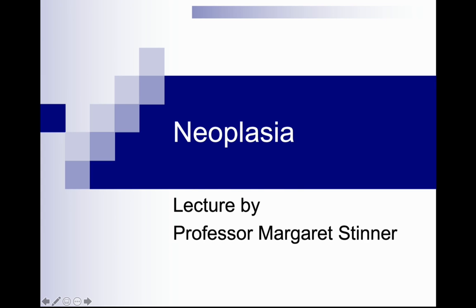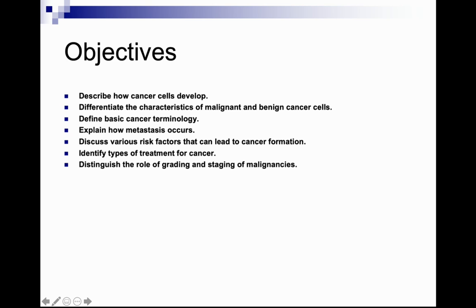The objectives are: describe how cancer cells develop, differentiate the characteristics of malignant and benign cancer cells, define basic cancer terminology, explain how metastasis occurs, discuss various risk factors that can lead to cancer formation, identify the types of treatment for cancer, and distinguish the role of grading and staging of malignancies.